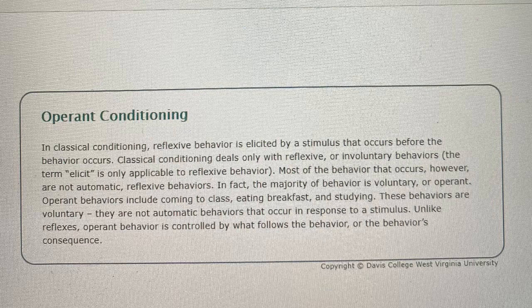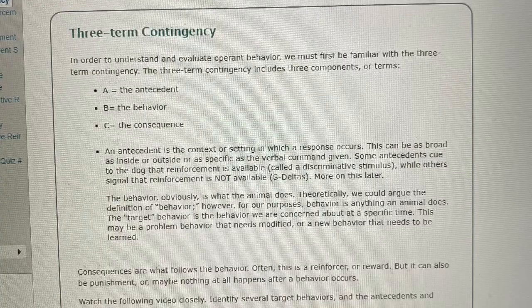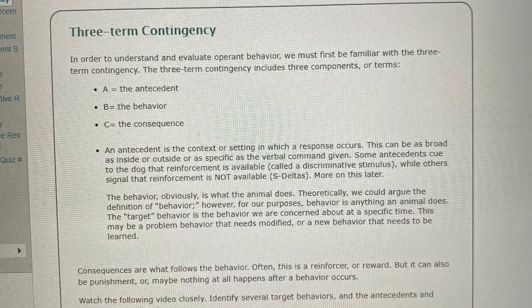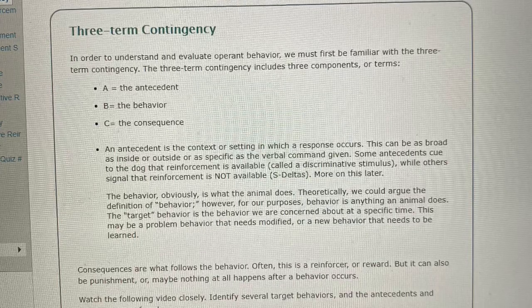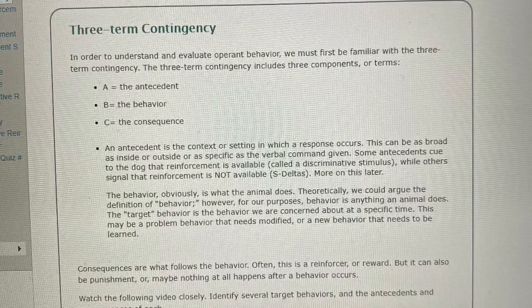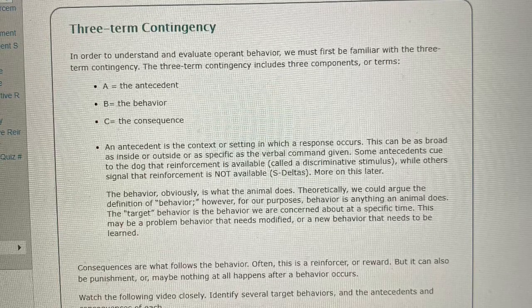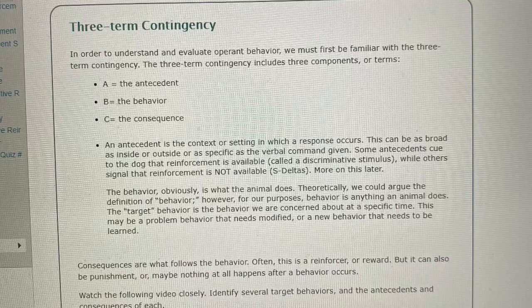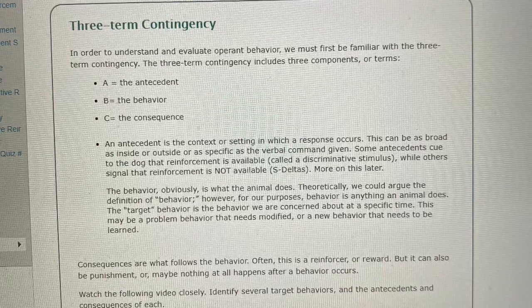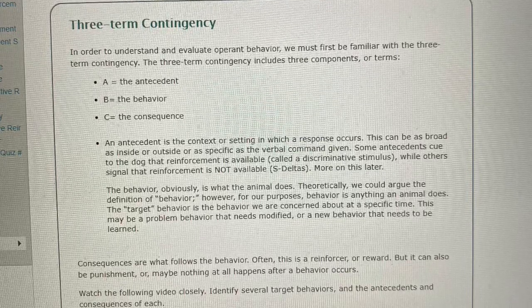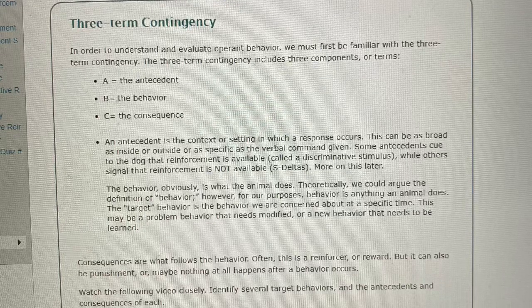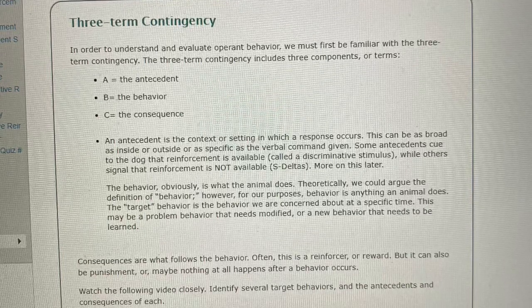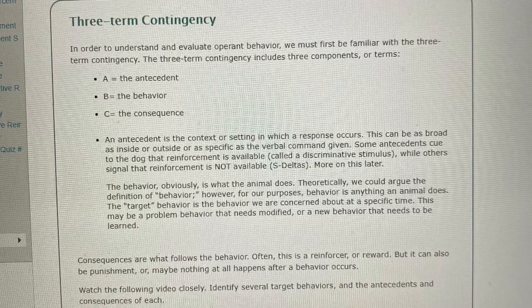Unlike reflexes, operant behavior is controlled by what follows the behavior, or the behavior's consequence. Three-term contingency. In order to understand and evaluate operant behavior, we must first be familiar with a three-term contingency. The three-term contingency includes three components or terms: A, the antecedent; B, the behavior; C, the consequence. An antecedent is the context or setting in which a response occurs. This can be as broad as inside or outside, or as specific as the verbal command given.